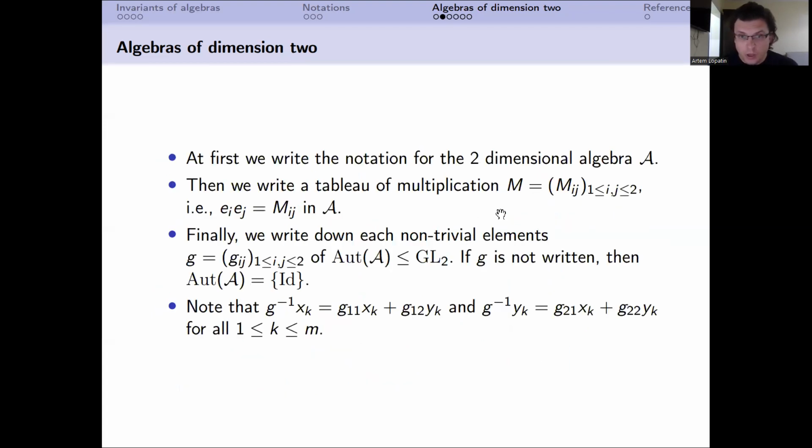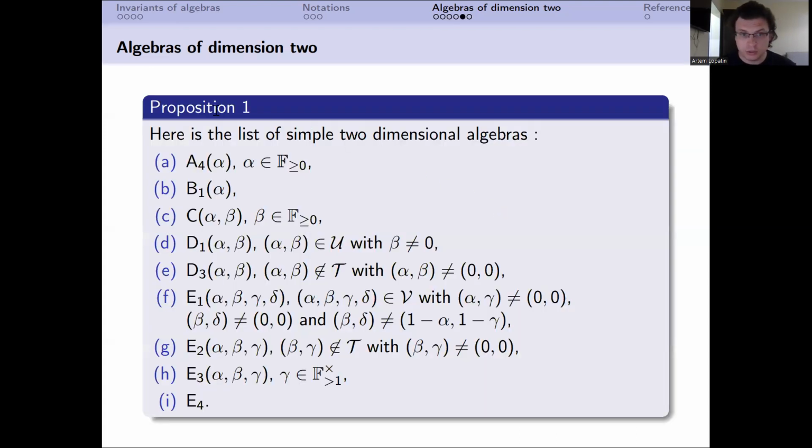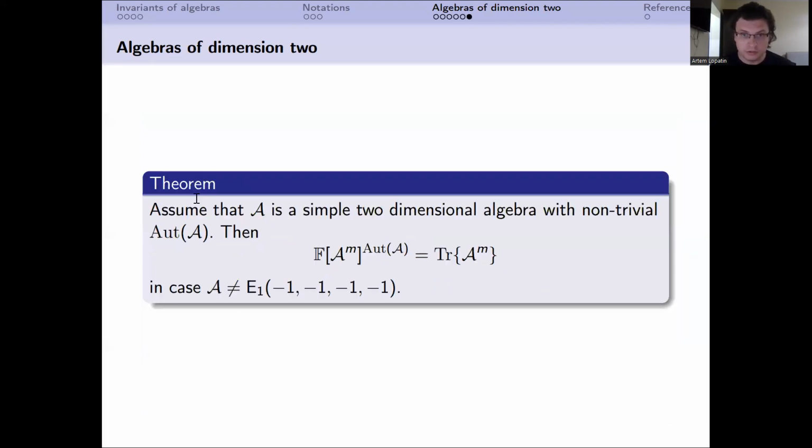Okay. Finally, we can formulate first a proposition and then our result. We are going to consider simple two-dimensional algebras. Of course, not all algebras from the above list are simple, so here the list of simple algebras is given. It's also quite a long list, and of course it's essentially shorter than the list of all two-dimensional algebras, but we still have a lot of algebras here. And then our result is given here.